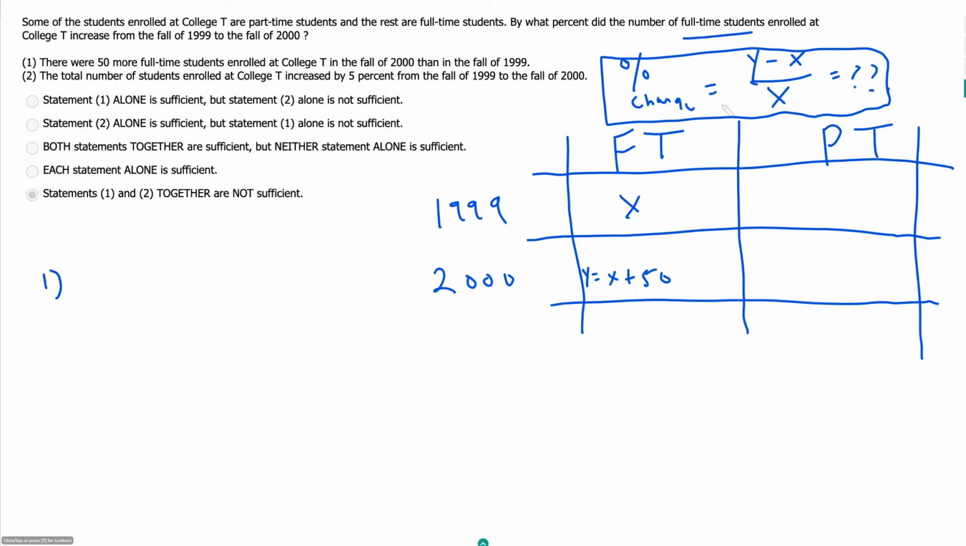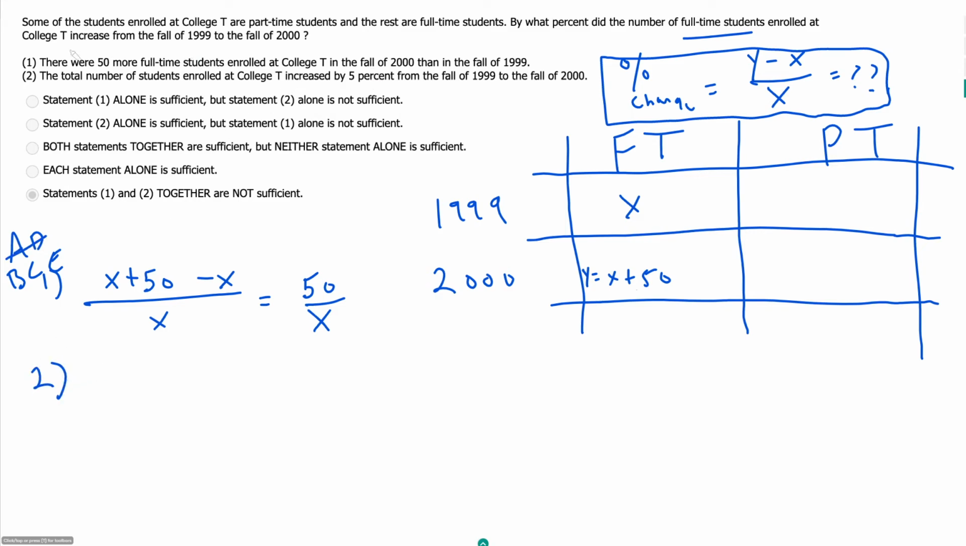And so now instead of Y minus X over X, we have X plus 50 minus X all over X. And that's just 50 over X, which is not a single number. And therefore, this statement is going to be insufficient. It is still dependent on the value for X, which makes sense, right?